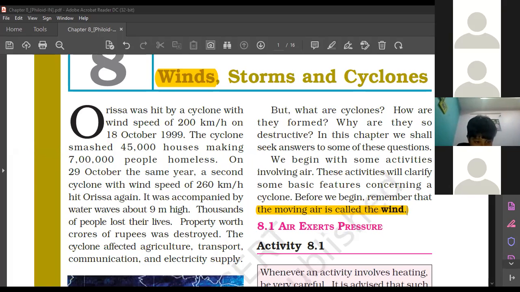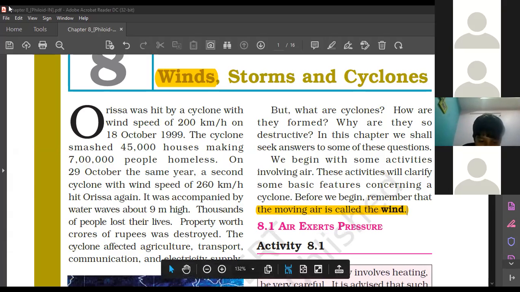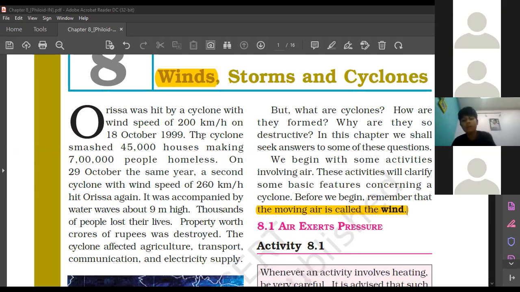So what is this movement of air? How is it possible, Sri Vallabha? From which region to which region will the air move? You are saying the moving air is called wind, right? What is that moving air?